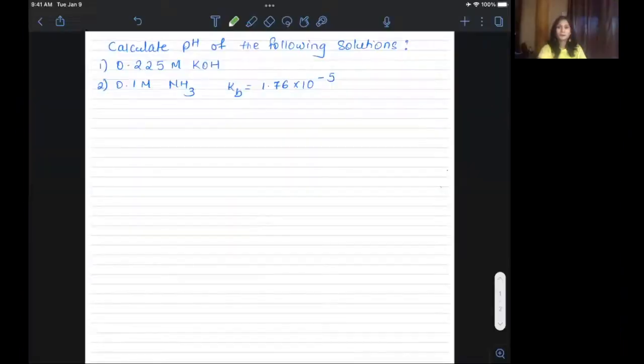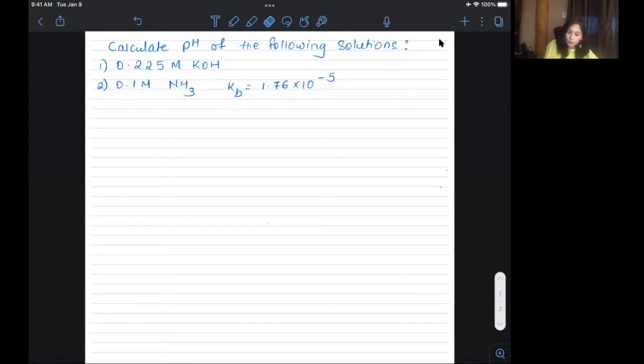And in today's session, we are going to be looking into how to calculate pH for a strong base and a weak base. In our previous session, we looked into how to calculate pH if you have a strong acid or a weak acid. Let's look at the question we have today. The question is, calculate pH of the following solutions: 0.225 molar KOH and 0.1 molar NH3. The Kb value for NH3 is already given to us.